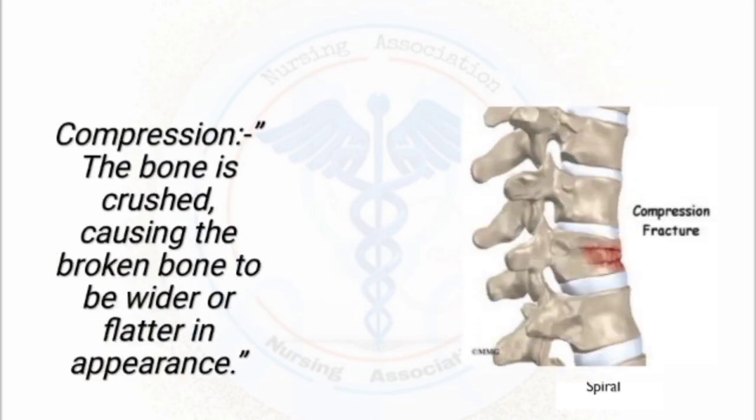Then compression fracture. So the bone is crushed, causing the broken bone to be wider or flatter in appearance. So in this picture you can see compression fracture. A fall or lifting a heavy object may cause fracture of the backbone, and this fracture is typically caused by osteoporosis, loss of bone mass, and this occurs at older age.